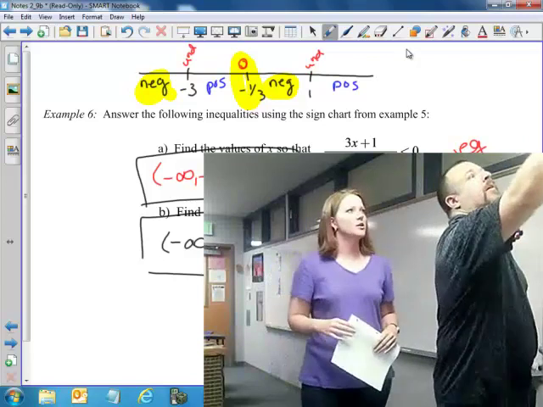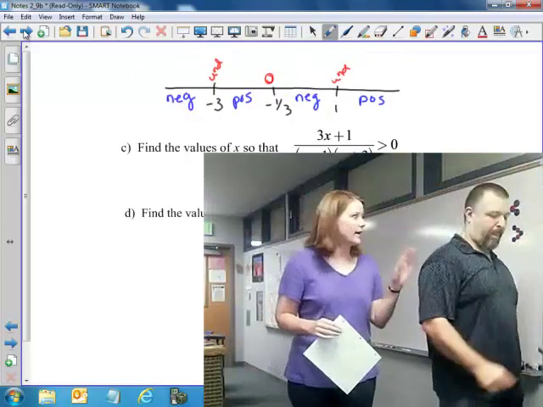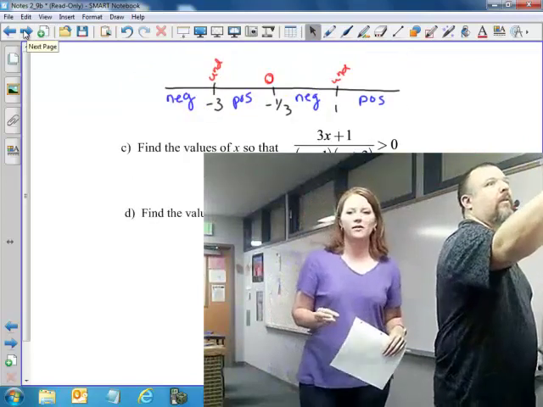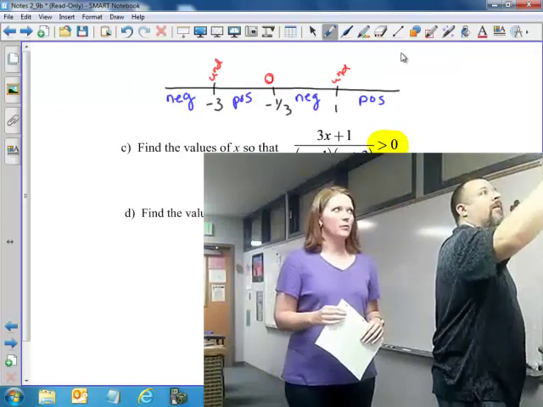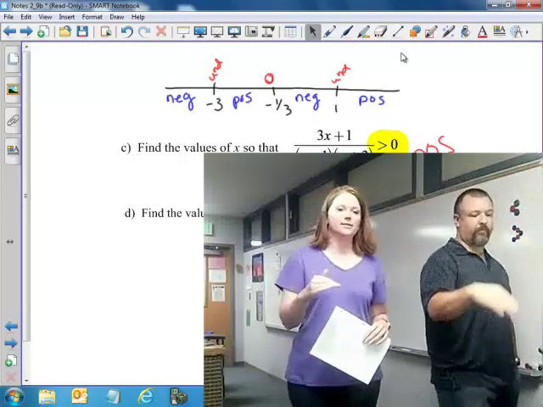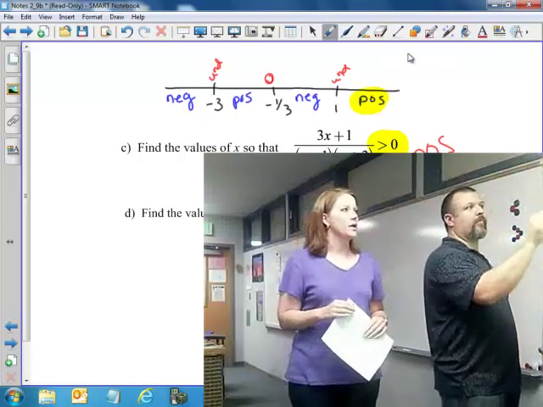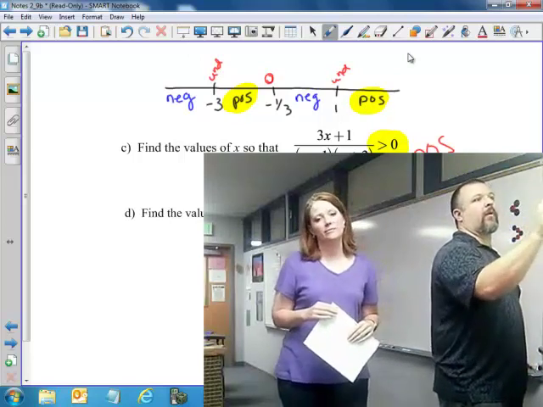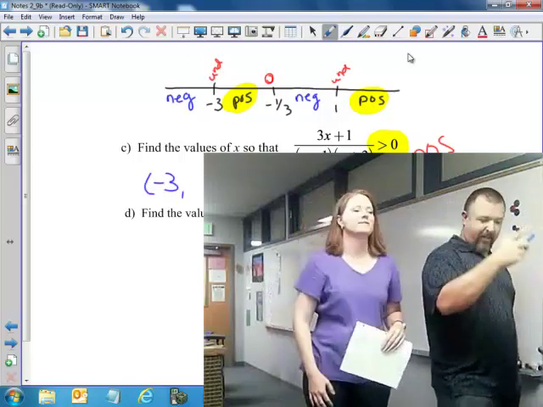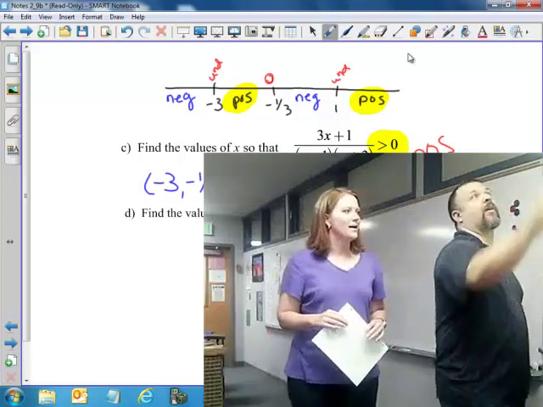Okay, fast forward. We've got a couple more examples here. We recopied our sign chart over. And this one is now asking for greater than 0, which is positive. So we're going to highlight our positive areas, but we're not going to highlight anything on our x-axis there. And so we're going to go from negative 3 to negative 1/3, and from 1 to infinity.